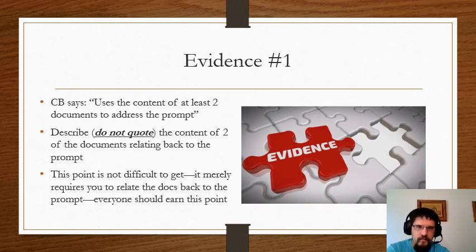All right. Evidence point number 1 uses the content of at least 2 documents to address the prompt. Everybody should get evidence point number 1. You talk about the content of 2 of the documents, relating them back to the prompt. So long as you reference 2 documents properly in the essay, you will have gotten the point. You do not have to even reference them in regards to your arguments. It is very easy to get evidence point number 1. Please, please, please don't skimp on that.